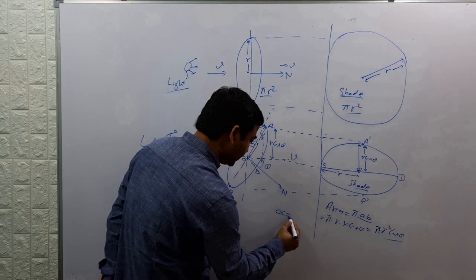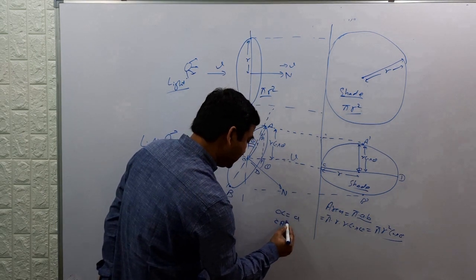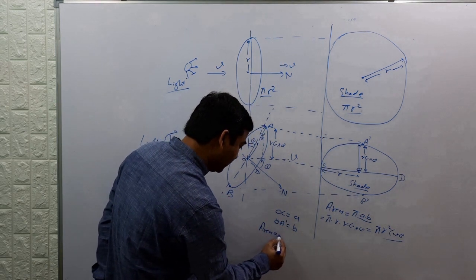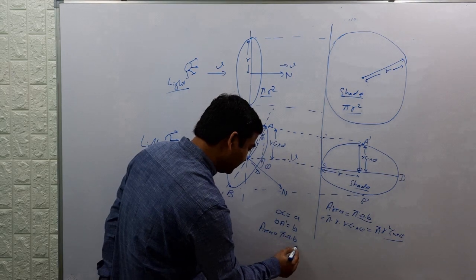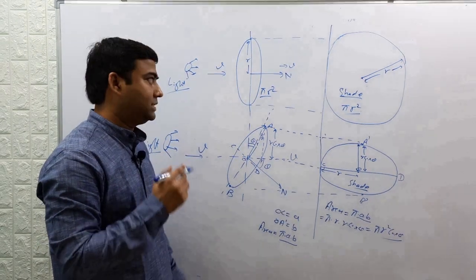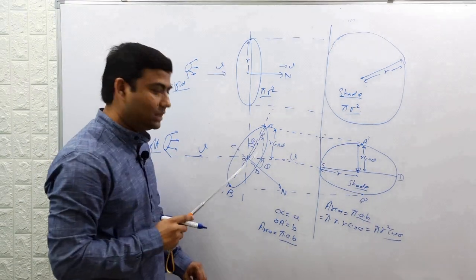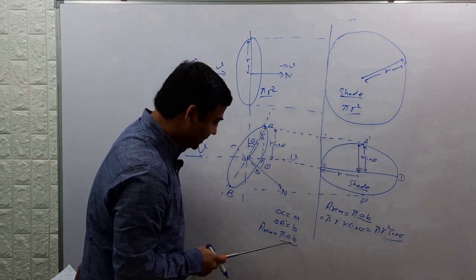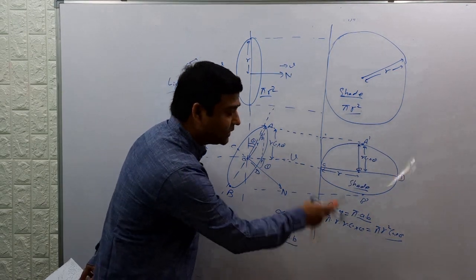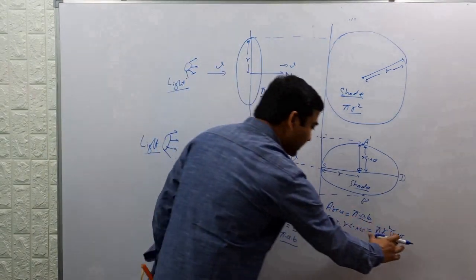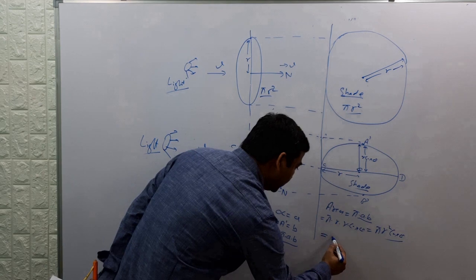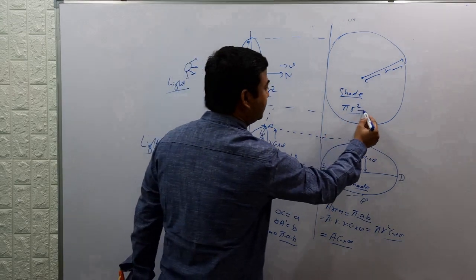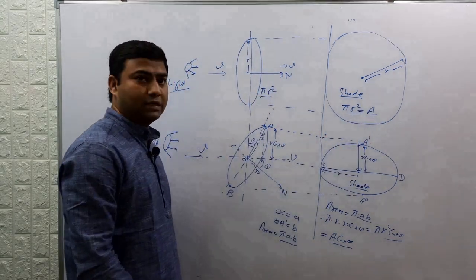OC is a and OA dash is b. Then the area of the ellipse is given by the formula pi a b. That is the standard formula for the area of an ellipse. Just like the area of a circle is pi r square, the area of an ellipse is pi a b. So just put a equal to r and b equal to r cos theta. So you will get pi r square. So this new area of the ellipse is nothing but you can write it as A cos theta, where A is the original area of the circle.